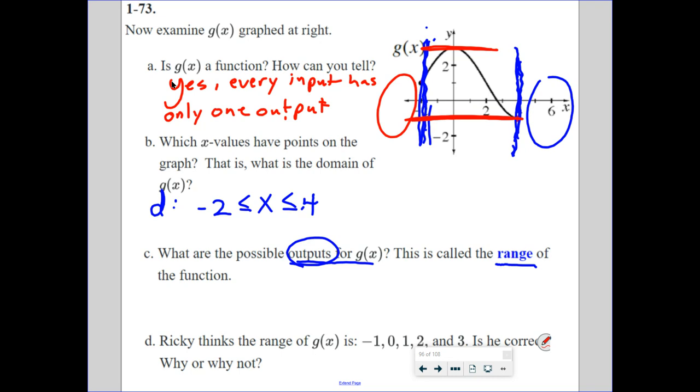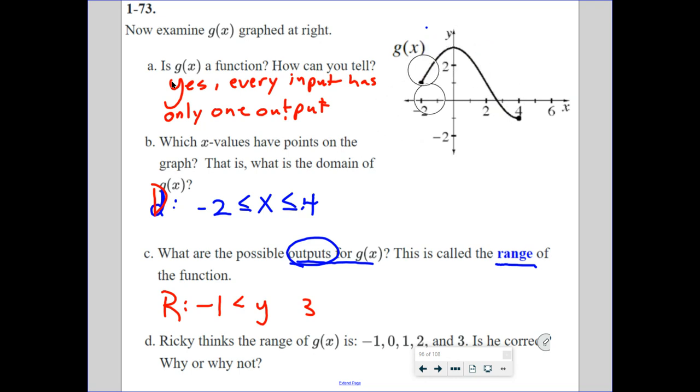All right, ready? Range, and my bad, we should have had this be a capital D and this be a capital R. That's just kind of the letters they picked, okay? So the range, it goes from, what's the lowest point? -1, highest point, 3. What letter goes in between? It is not X, it is Y. Does it include, let's erase this, does it include -1 and 3? Yes, it does. So -1 is less than or equal to Y, which is less than or equal to 3. See that? And again, we are going to practice this a little more.